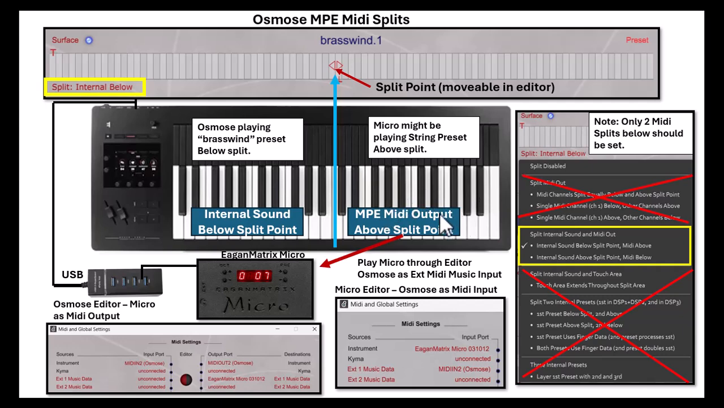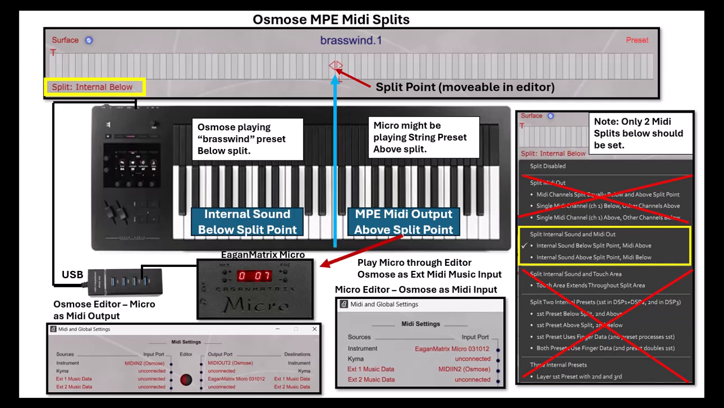So if you want, you can, say, as I've done here, connect up an Expressive E... an Eagan Matrix Micro, and here I've set that in the editor to be an external output device, or I can go into the editor for the Micro and set the Osmose to be the input device. Either one will work. And what this will do is it will output to the Micro above your split and play internally below your split, and in this way you can get a multi-timbral effect where you can play a melody on the Micro above using one preset, and you can play your bass using an internal preset.